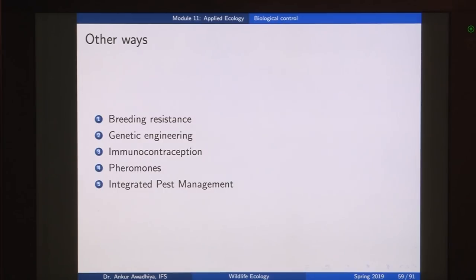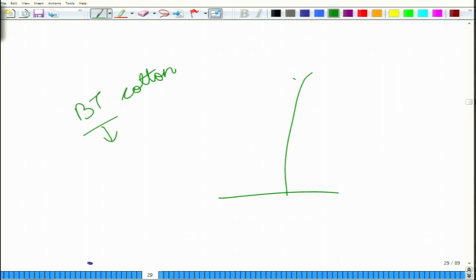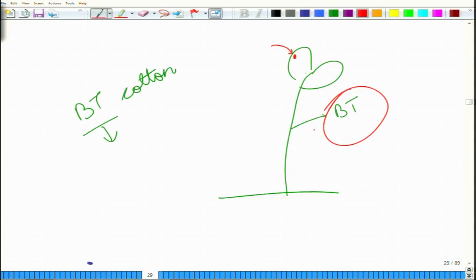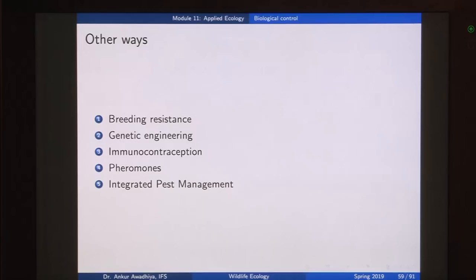Now when you introduce this gene into your crop of cotton, all the cells of this plant are also producing the same BT protein, or cry protein. So if an insect comes and tries to feed on this plant, the insect will get this protein and the insect will die. So you can make use of genetic engineering to control your pests, or you can make use of immunocontraception.